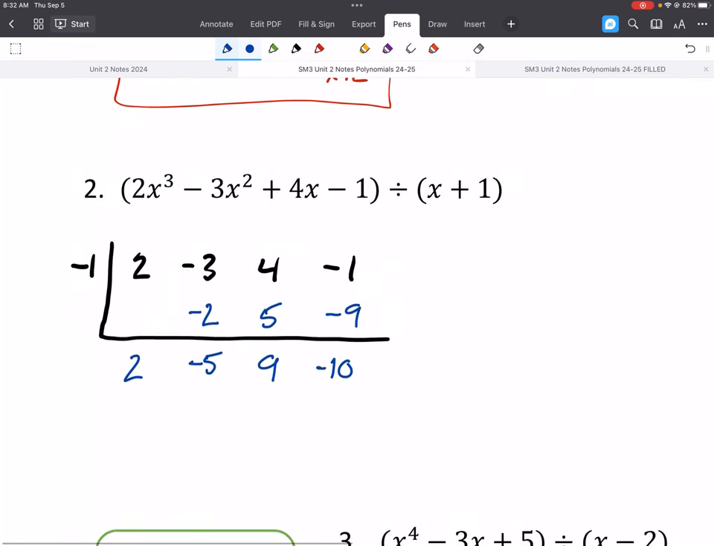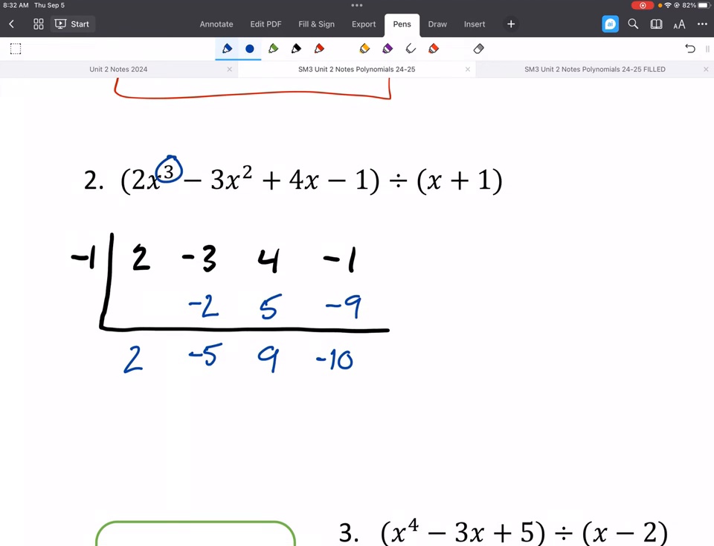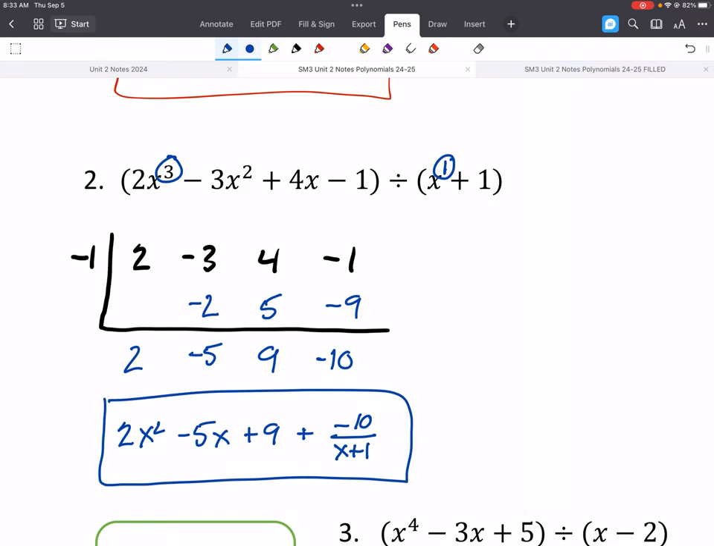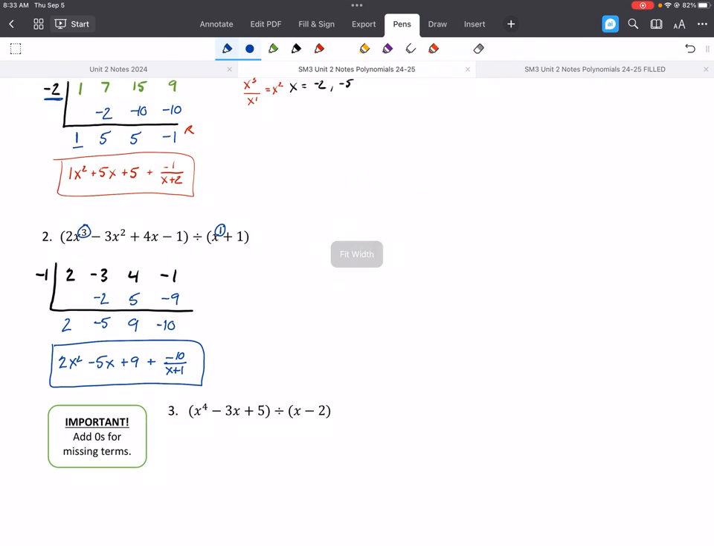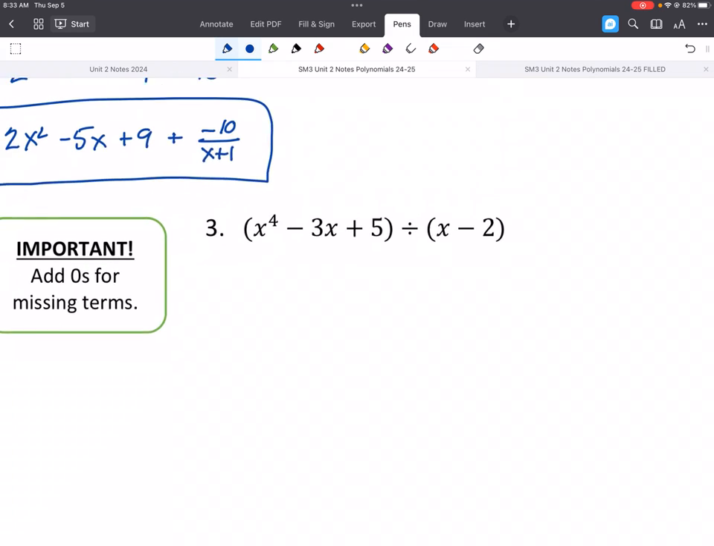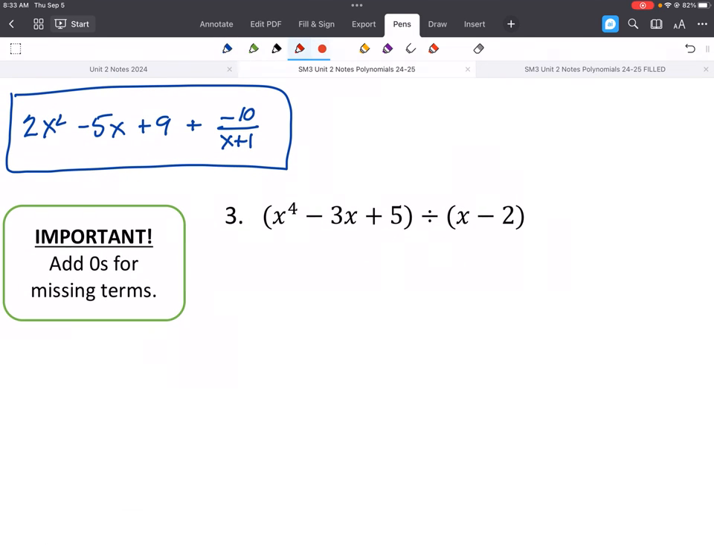Okay? And then we'll write down our answer. Again, it was a cubic divided by a linear, so we'll end up getting a quadratic. So 2x squared minus 5x plus 9 plus -10 over the divisor, which is x plus 1. And we're done. Okay, we'll try a couple more. Again, feel free to pause and give this a try. You're going to get it a lot better if you pause and give it a try.